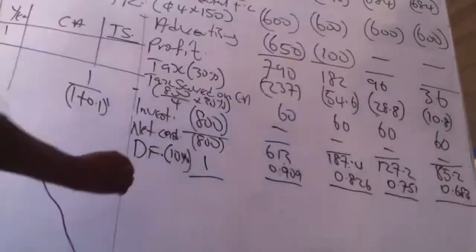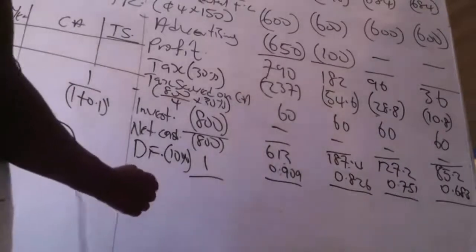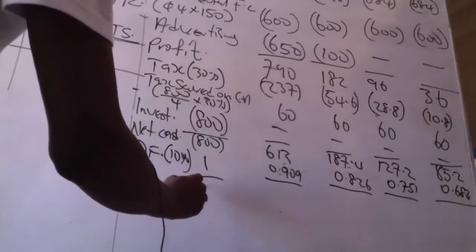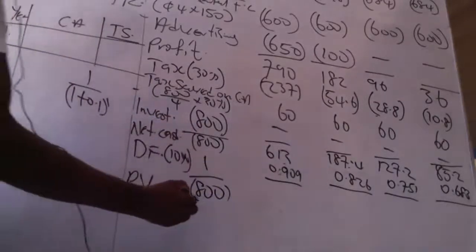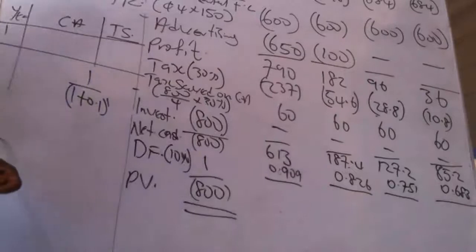So you get this one, present value, PV of cash flow. PV of what? Net cash flow. So here it will still be 800,000. You are multiplying this by this. Then you are done. This by this. So can you give me the answers and then let's end the show.